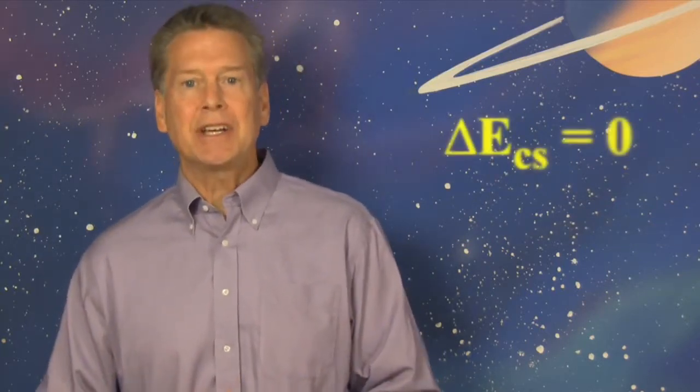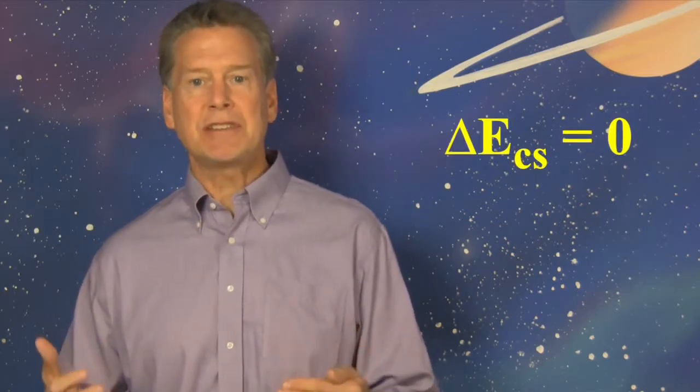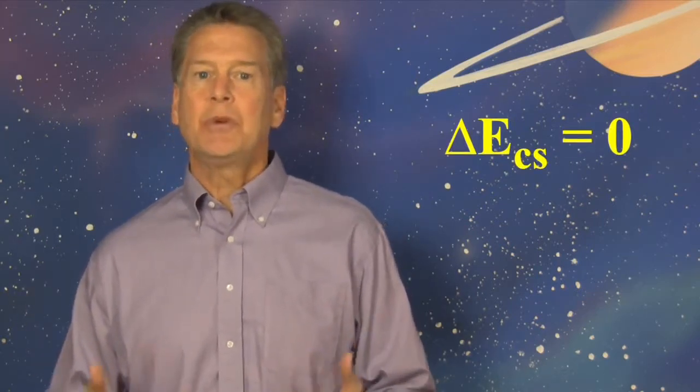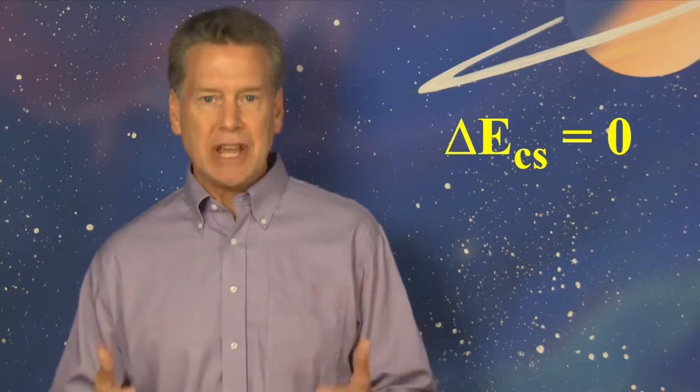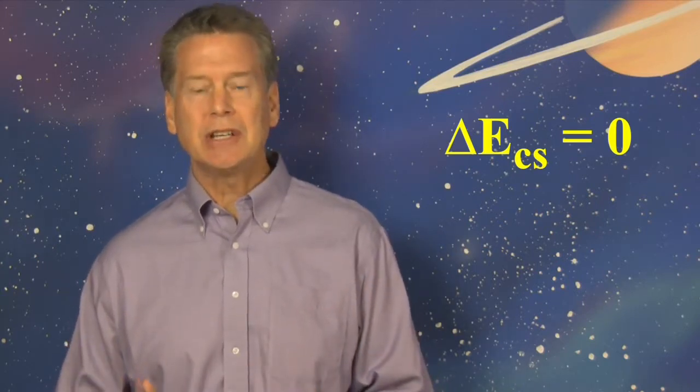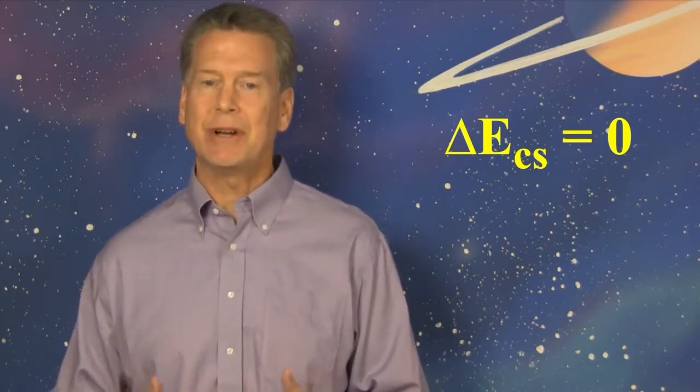Symbolically, delta capital E sub CS, closed system, equals 0. The change in the total energy of a closed system is 0. That's what the word conservation means in physics. A quantity is conserved when the total amount of it doesn't change, when something can be neither created nor destroyed.